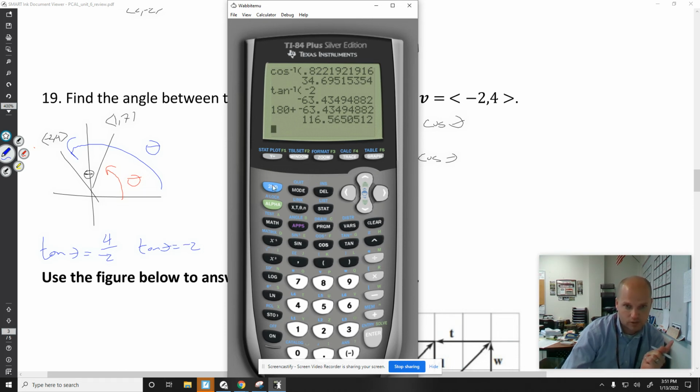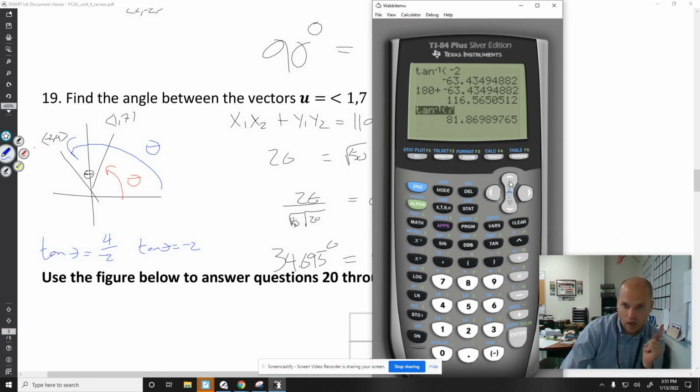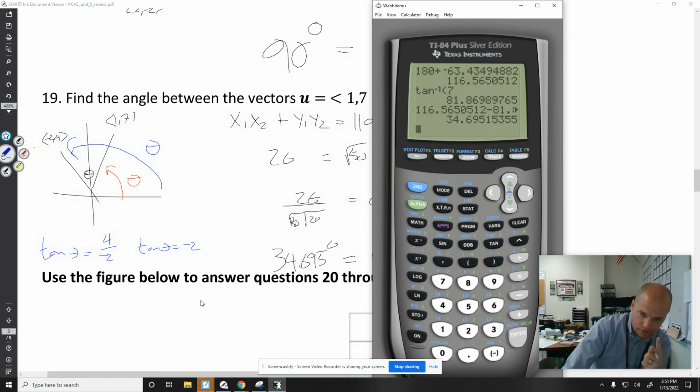This is in the first quadrant, so we're good. Take the tan inverse of 7 over 1. Boom. Now, if all is right in the world, when I subtract these two, I should get 34.695. Or else a mistake was made somewhere, and I will feel bad about myself. Booyah. Okay, so options. Checking. Check your work by doing the other method that you didn't do the first time.